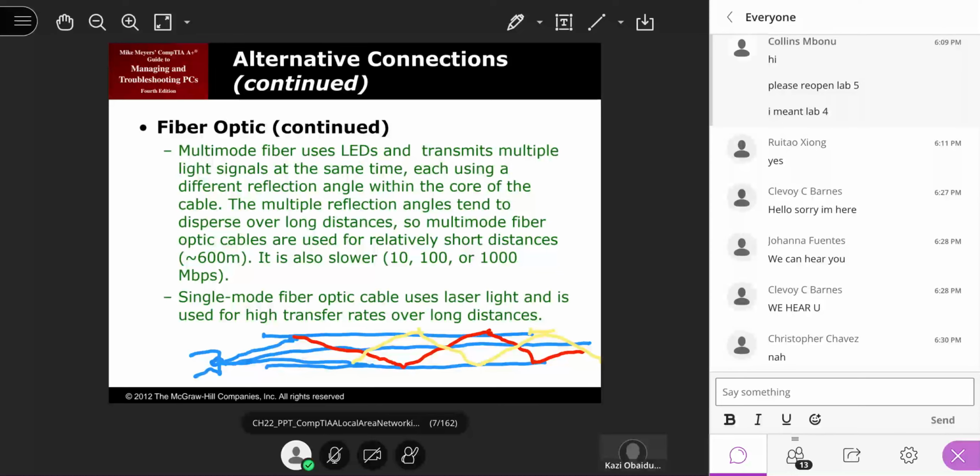It is also slower, because it takes time, right? And the data rate is here, 10 to 100,000 Mbps or higher than this. Single mode fiber optic cable uses laser light. Single mode is the laser light. Keep in mind, for multi-mode there's the light source we are using, of course, intense light.